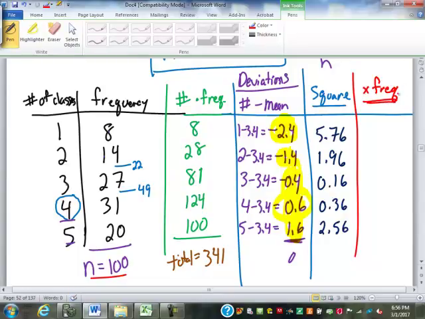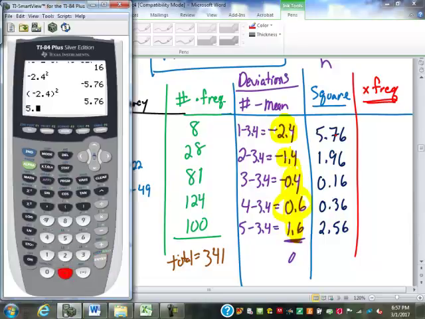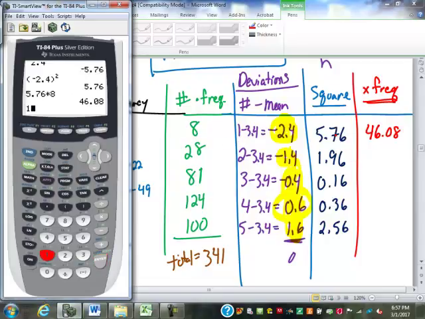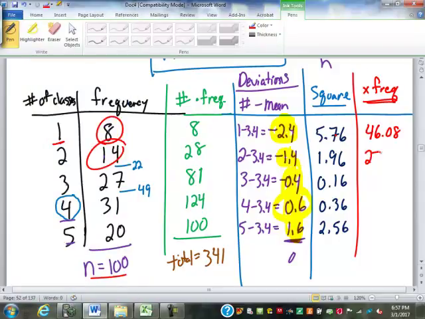Now the next thing I have to do is account for the fact that there was more than one 1 in here. There were 8 ones. So this number here actually occurs 8 times. So I take each of these squares and multiply by the frequency for that value. So 5.76 times 8 is 46.08. 1.96 times what? 14. 14, perfect. It's 27.44.